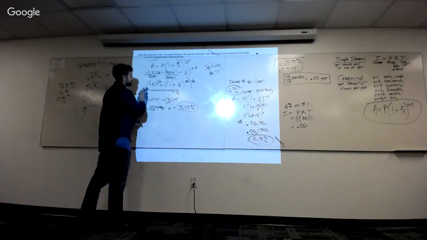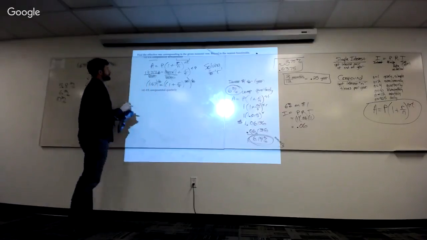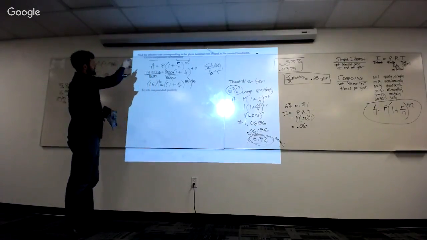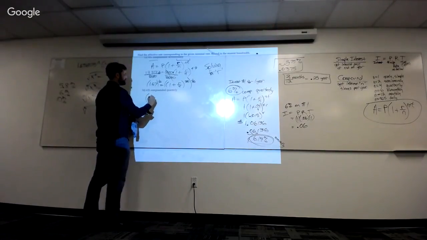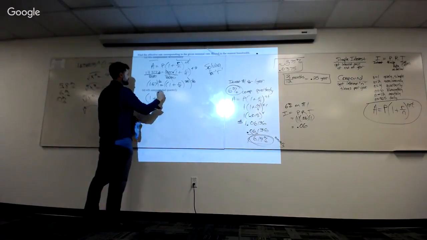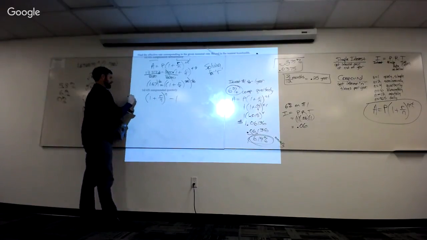So now I'd like to give you the formula for the effective rate. All the way up at the top there, you see where it says effective rate? The effective rate is (1 plus r over n) to the n, minus 1. The effective rate.